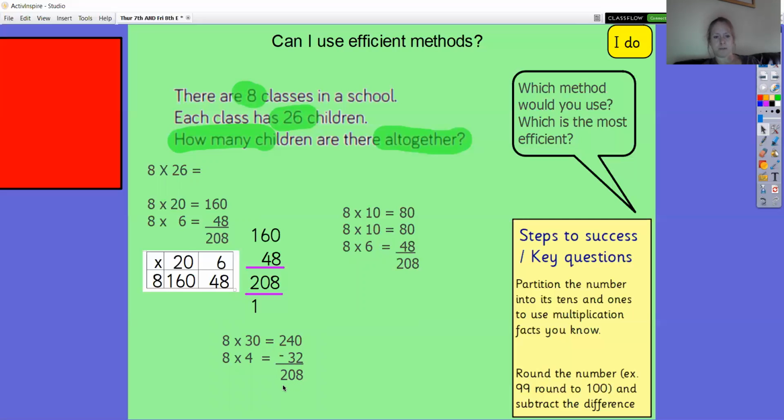Okay, like I said yesterday, if that baffles you and confuses you, don't worry. Just stick with our trusty grid method. But some of you might like to have a little play around with doing those, because sometimes they are quite quick to do that way, depending on the sum.